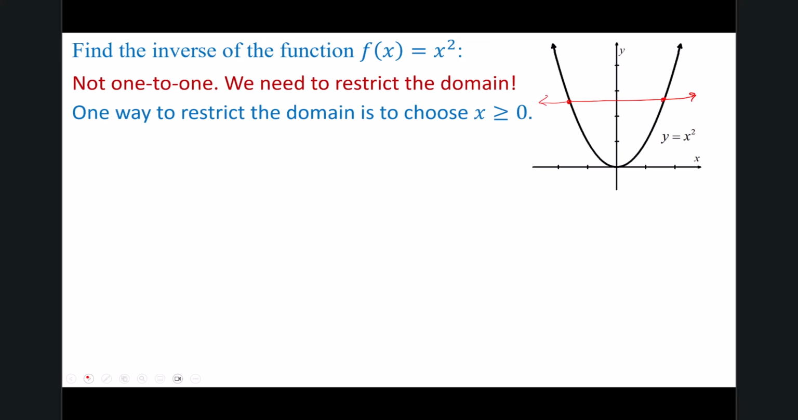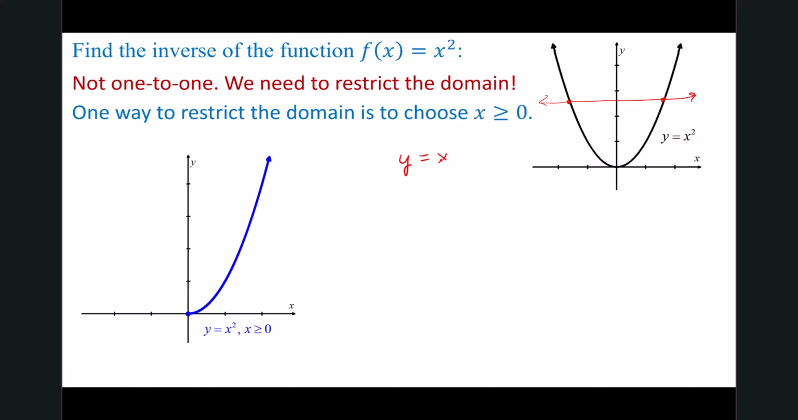So one way to restrict that domain would be to choose that x is greater than or equal to 0. And then our graph looks like this. This graph we can see is 1-to-1. It does pass the horizontal line test. So let's do that. Let's find the inverse of y equals x squared when x is greater than or equal to 0. So first we'll switch the x's and y's and then solve for y.